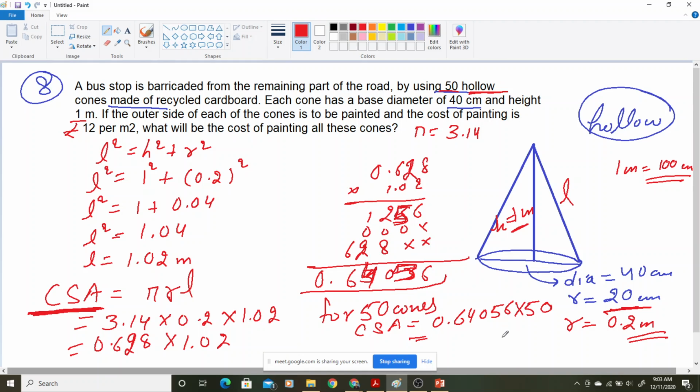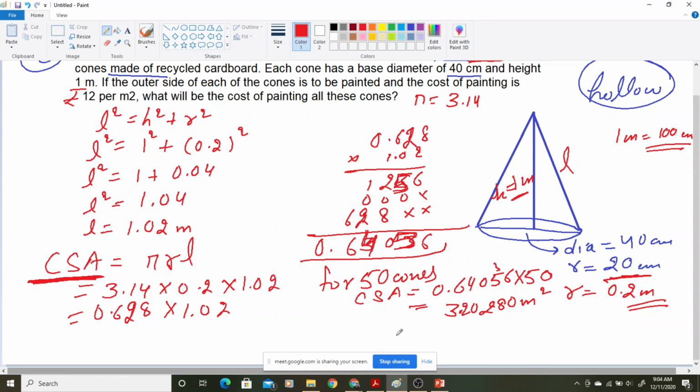So that means 5 6s are 30, 5 5s are 25 plus 3 is 28, 2, then 5 4s are 20, 0 2 carry, 5 6s are 30, 32. So how much are we getting as our answer? It will be 3.20280. That is the answer we are getting in meter square. That much meter square is our answer, 3.20280.